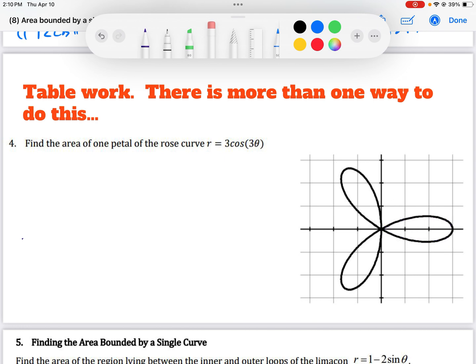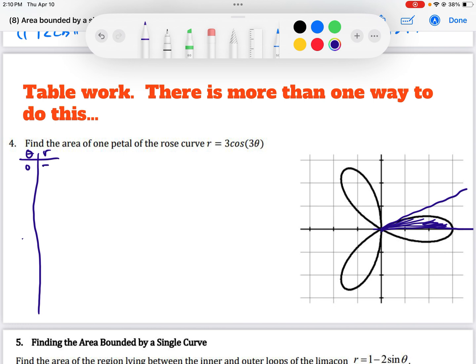When I look at these, a lot of people just say, okay, when is r 0? That's great. I just don't fully see it. So I want to confirm that when theta is 0, I get 3. And then as theta goes along, at some point, I think before I get to pi over 2, the radius will be 0. So first thing, I'm going to just plug in some points and see what's going on.